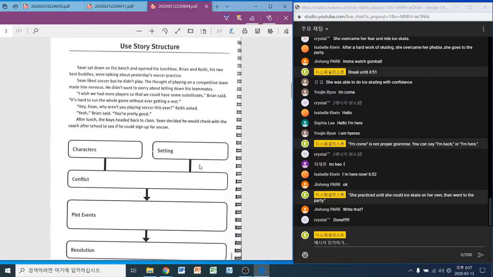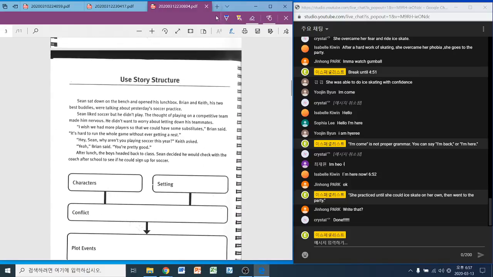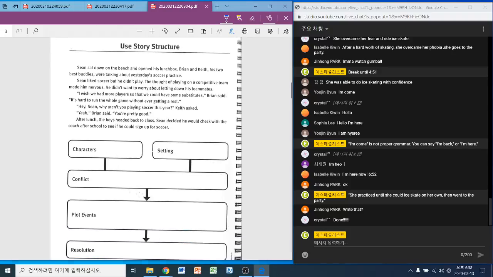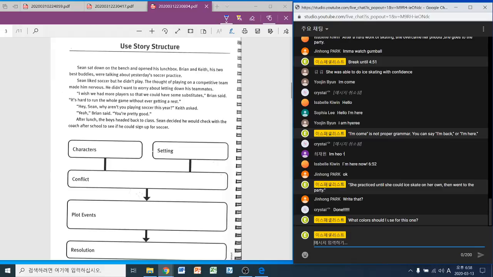So here, next one. Use story structure. We're going to add a little bit more here. We're going to try it again. What color should I use? I'm going to use the colors in order that you reply.